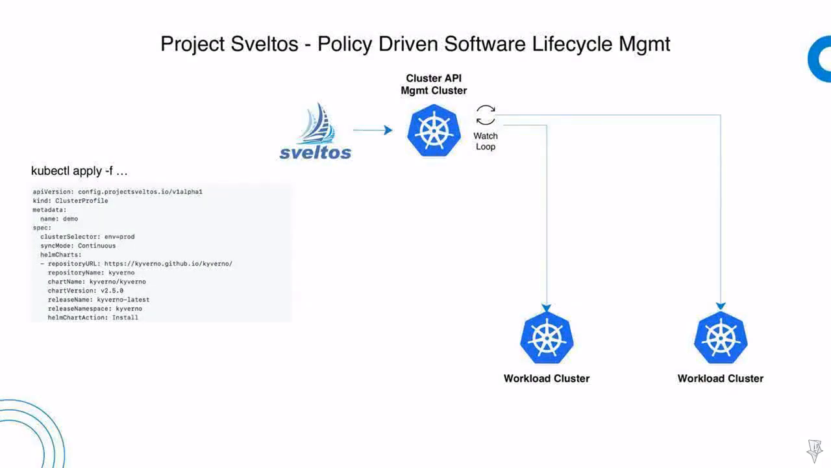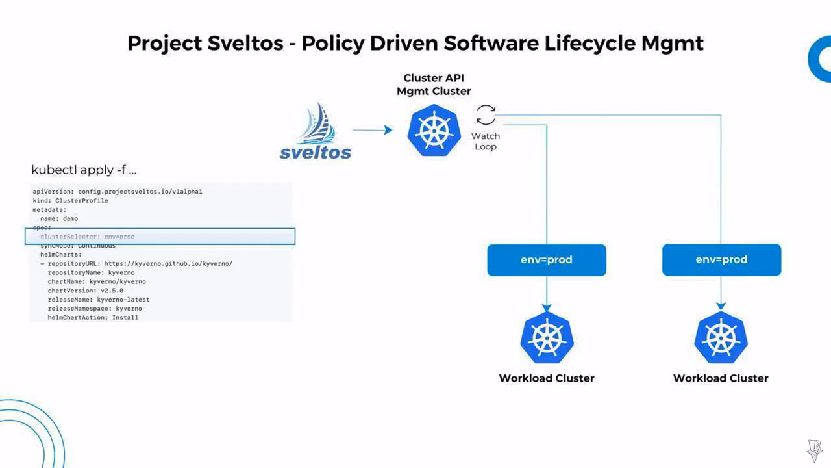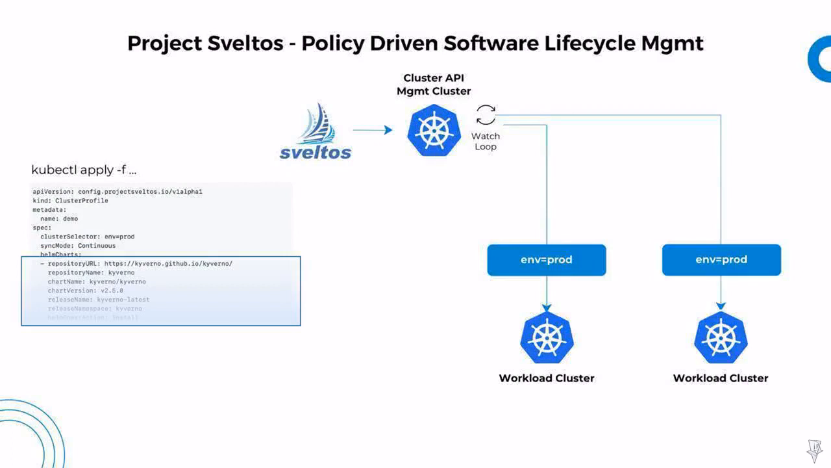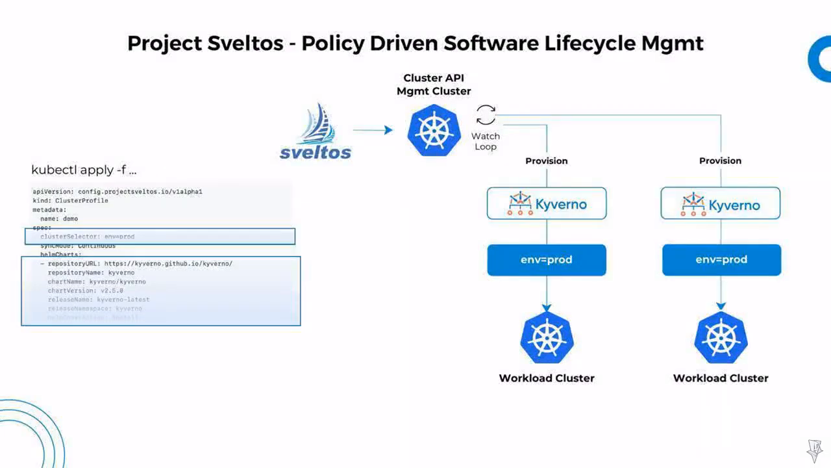In this example, we have Sveltos running in the management cluster and we have two workload clusters. The admin is requesting the Kyverno Helm chart to be deployed on all clusters matching the label selector env equals production. If the label env production is added to both clusters, Sveltos detects that these two clusters are now a match for the cluster profile. Because of that, Sveltos starts deploying all listed Helm charts on those two clusters. Kyverno gets provisioned on both workload clusters.